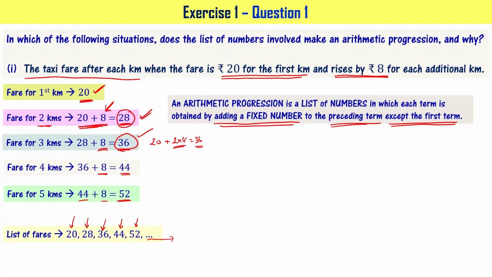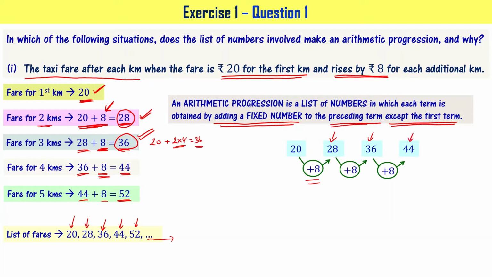Here, for the third term, what you have done is you have added 8 to the previous term, right? Here you have added 8 to the previous term, that is 36. So in that way, what you can say is we have been adding 8 to previous terms to get the required terms, right? For example, to get 28, what we have done is we have added 8 to 20. Here we have added 8 to 28 to get 36. Here we have added 8 to 36 to get 44, right?